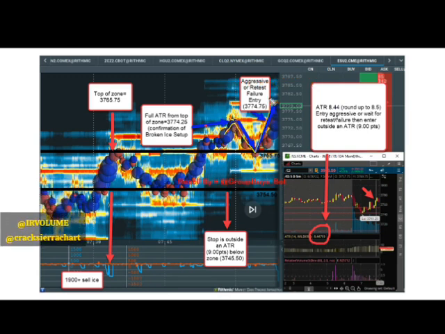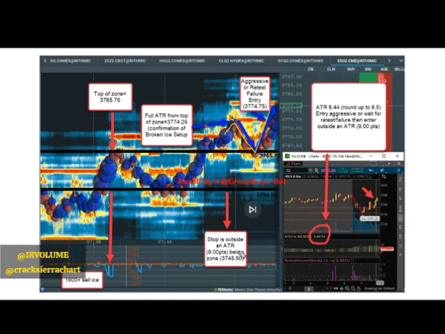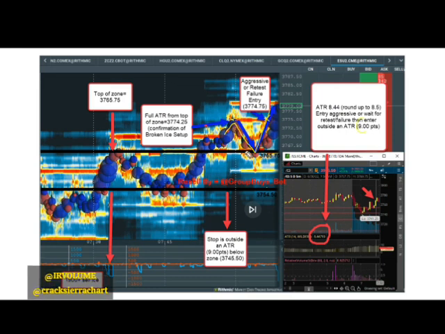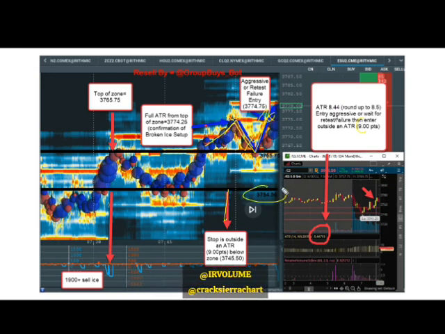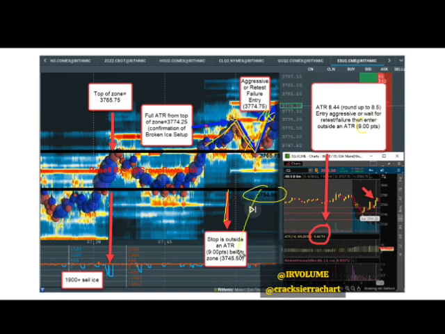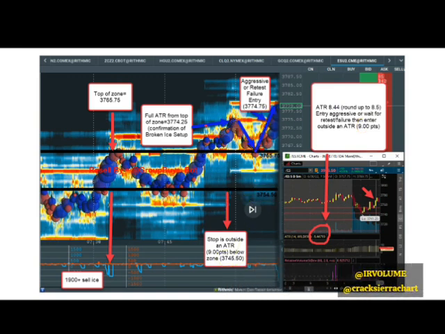So that's my entry, and then my stop will go outside of an ATR below the zone. So in this instance, if I were to enter my trade 9 points above the top of the zone, I'd be in long, and then based on the broken ice setup, I would be in long here, and then my stop will go 9 points outside of the zone, the bottom of the zone, which is 54.50, so my stop will go 45.50.